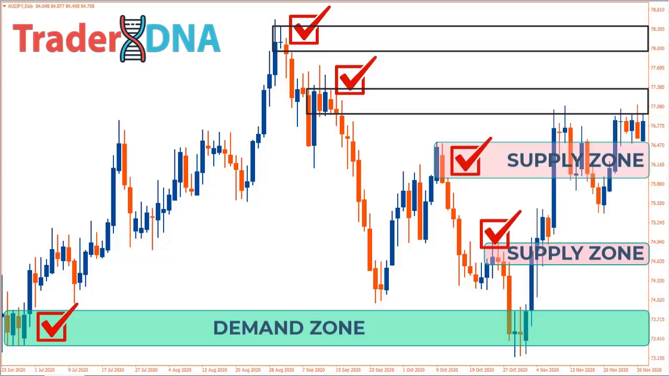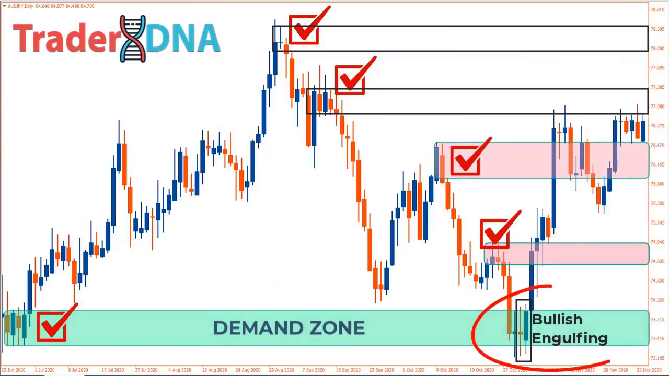For demand zones, a bullish engulf must form. For supply zones, a bearish engulf has to form. In our case, a bullish engulf forms a few hours after the price hits the zone. The engulf confirms the price.